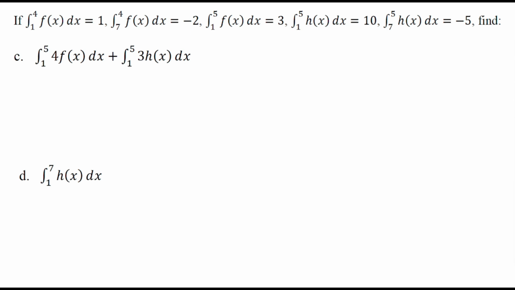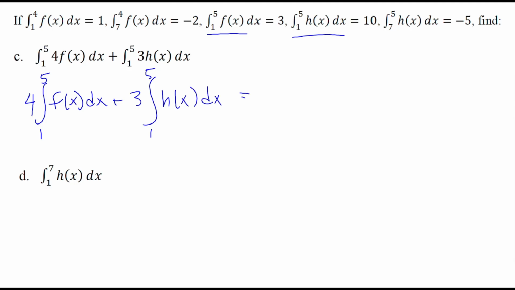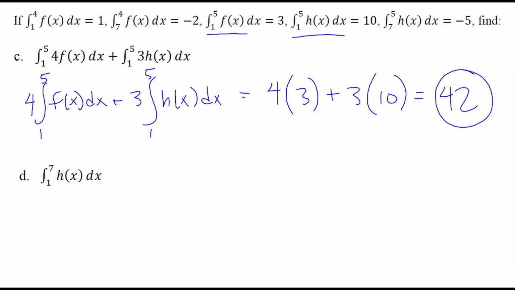All right, for our next one here, we want the integral from 1 to 5 of 4f of x plus the integral from 1 to 5 of 3h of x. Well, I have 1 to 4. I'm sorry, 1 to 5 is what we need. I have 1 to 5 of f, and I have 1 to 5 of h. So just pull those constants out. It's 4 times the integral from 1 to 5 of f plus 3 times the integral from 1 to 5 of h. And so then we've got 4 times 1 to 5 of f is 3, and 3 times 1 to 5 of h, which is 10. So it looks like we've got 12 plus 30, which is 42.